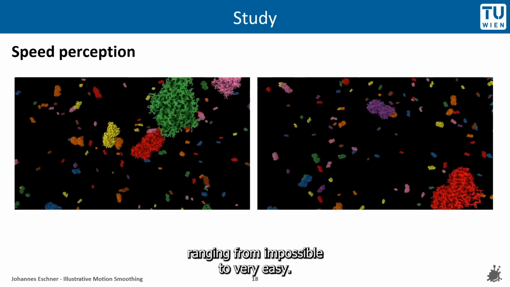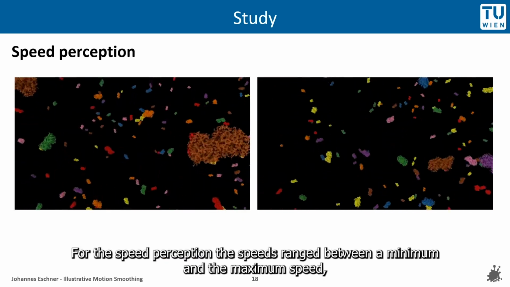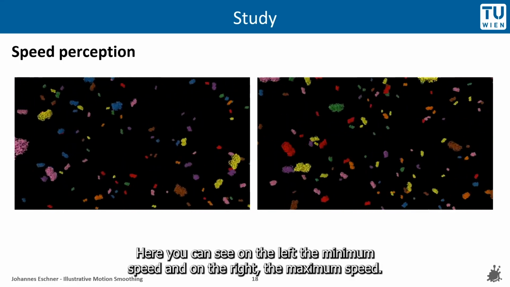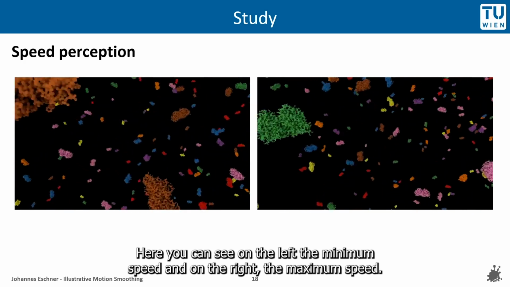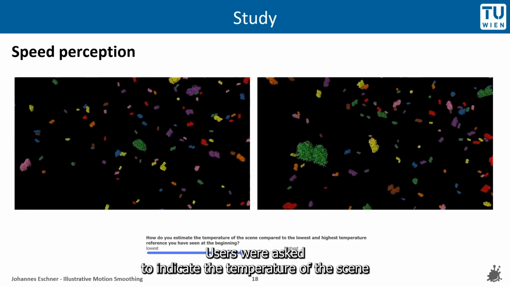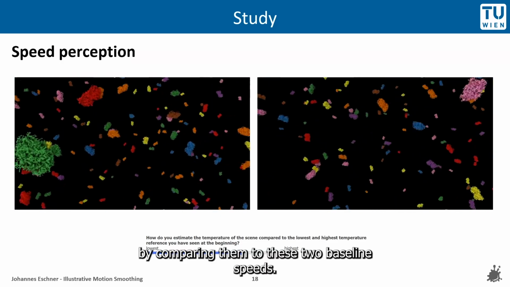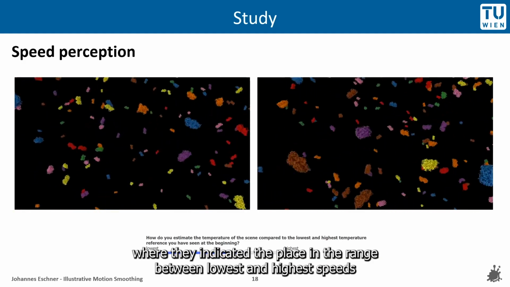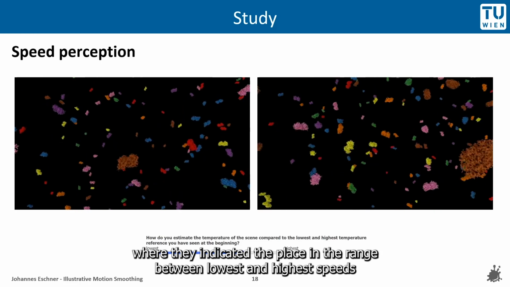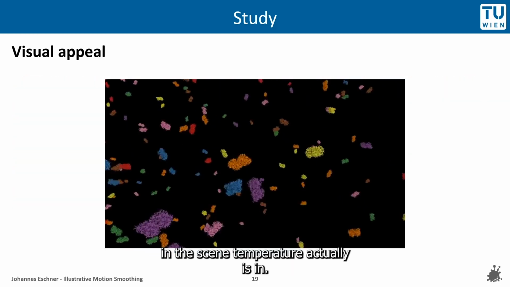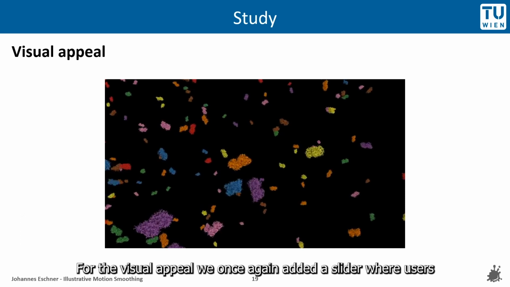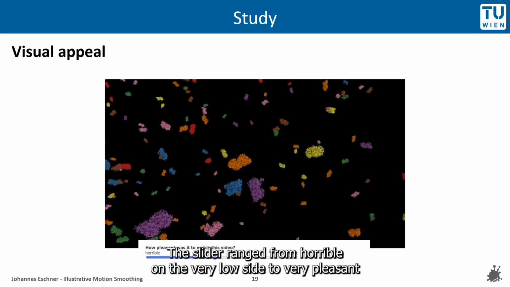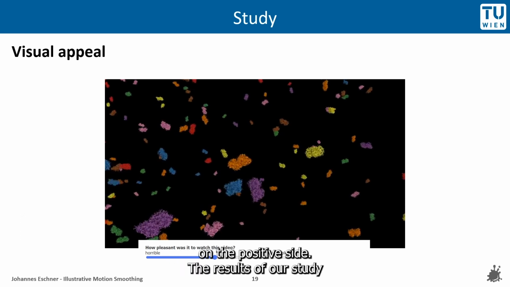For the speed perception, the speeds ranged between a minimum and a maximum speed, which we called the temperature of the scene during the study. Here you can see on the left the minimum speed and on the right the maximum speed. For each scene, users were asked to indicate the temperature of the scene by comparing them to these two baseline speeds. For the speed indication, we once again used a slider where the indicated place in the range between lowest and highest speed the scene temperature actually is. For the visual appeal, we once again added a slider where users could indicate how pleasant it was to watch the video. The slider ranged from horrible on the very low side to very pleasant on the positive side.